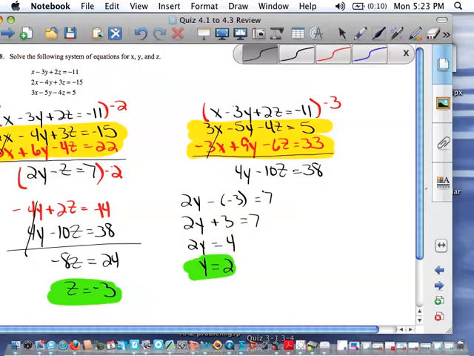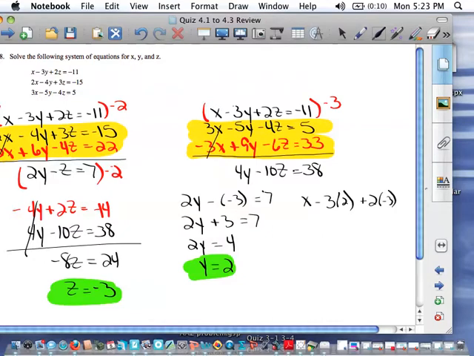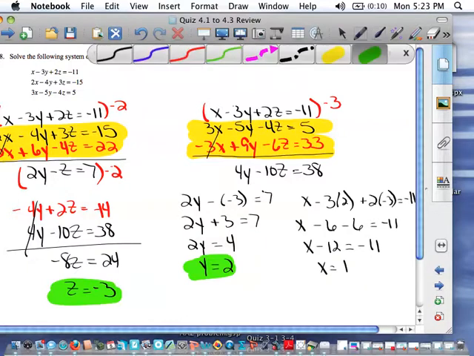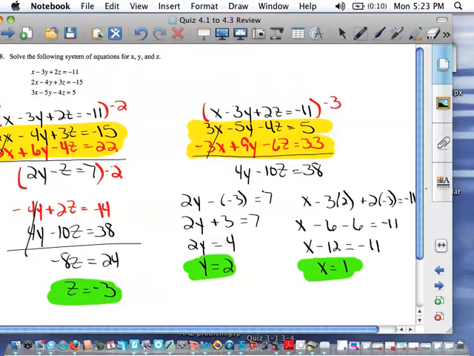I'll then take the values of y and z, substitute those into that original equation, x minus 3 times 2 plus 2 times negative 3 equals negative 11. So I have x minus 6 equals negative 11. X minus 12 equals negative 11, so x is equal to 1. That's my third value, and I can write the ordered triple. X is 1, y is 2, z is minus 3.